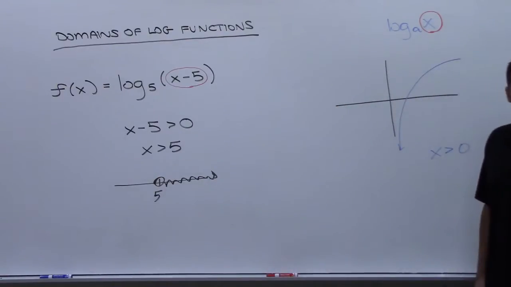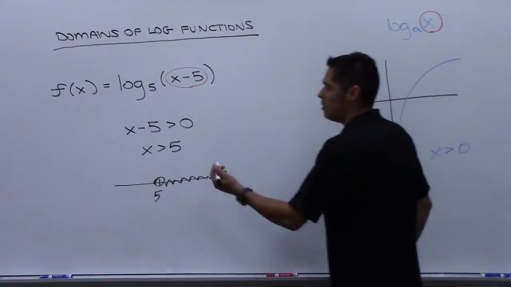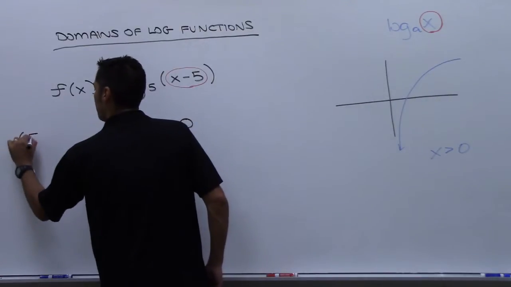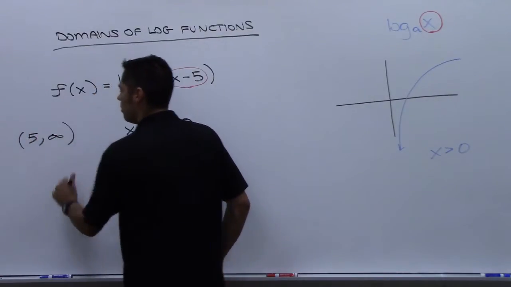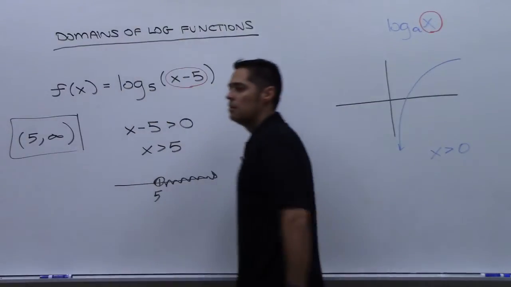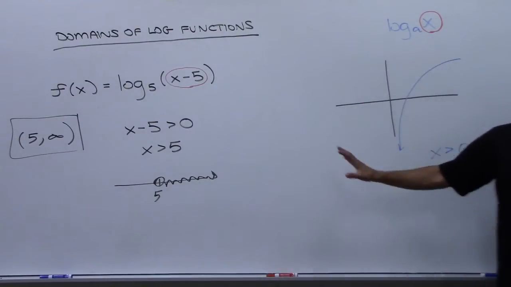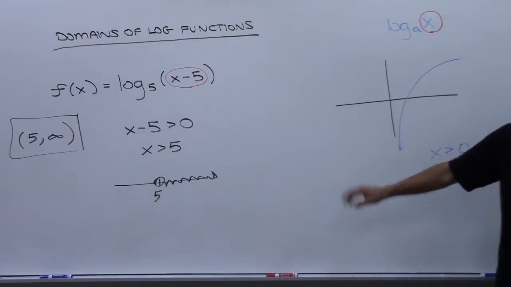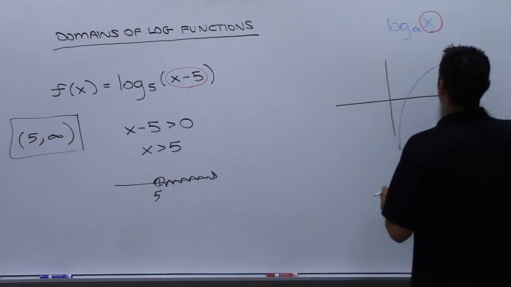So as an interval, what would the domain be? 5 to infinity. There's your domain. That would be it. Understand? That's a very clean, simple one, right? Let's look at another one.